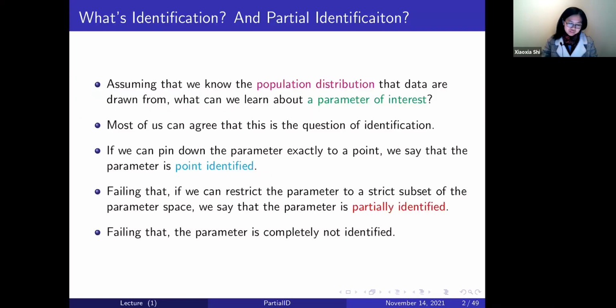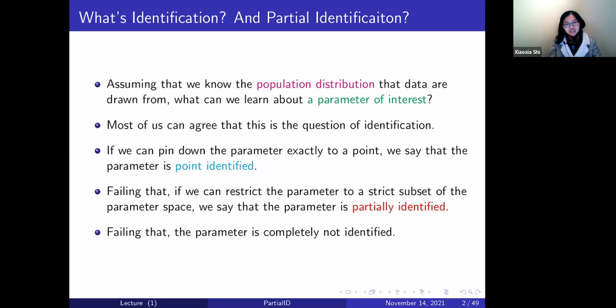So first, to talk about partial identification, I want to talk about what is identification, right? Different people might have different understandings, but most of us could agree that it's about trying to learn about the parameter of interest, assuming that we know the population distribution. If knowing the population distribution, the model structure can pin down the parameter value uniquely, then we say the parameter is point identified. So the model is point identified.